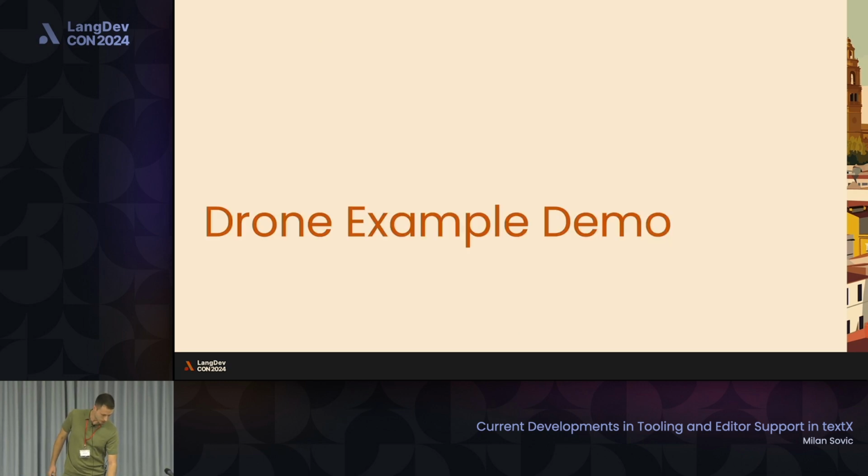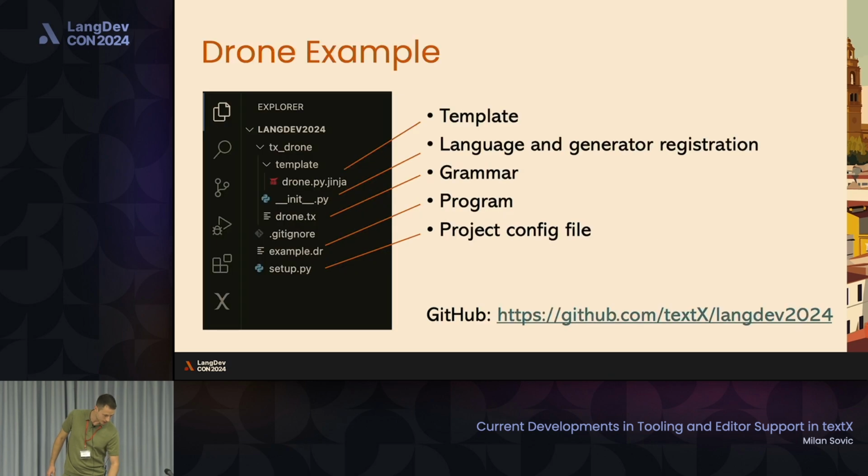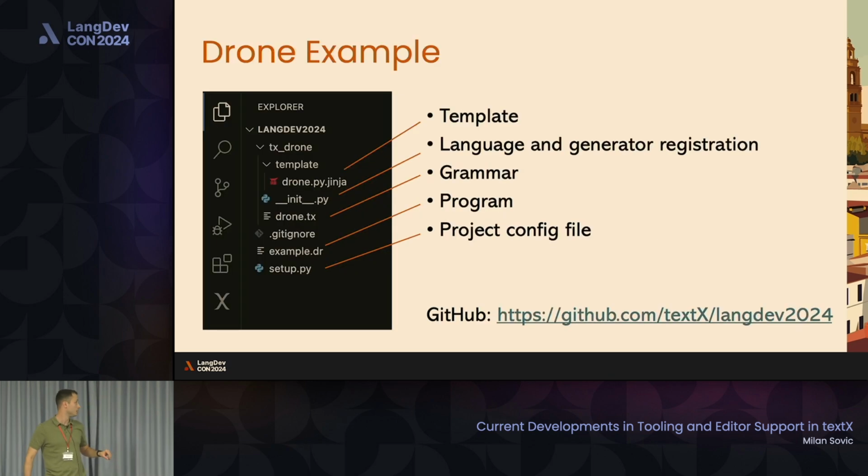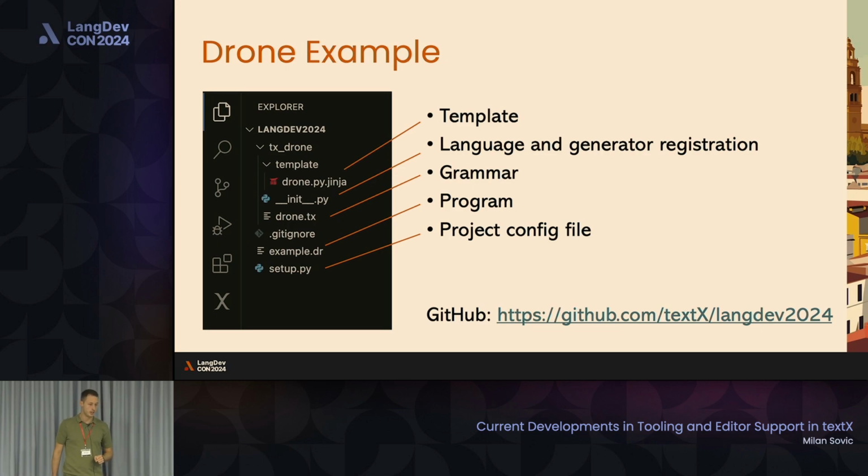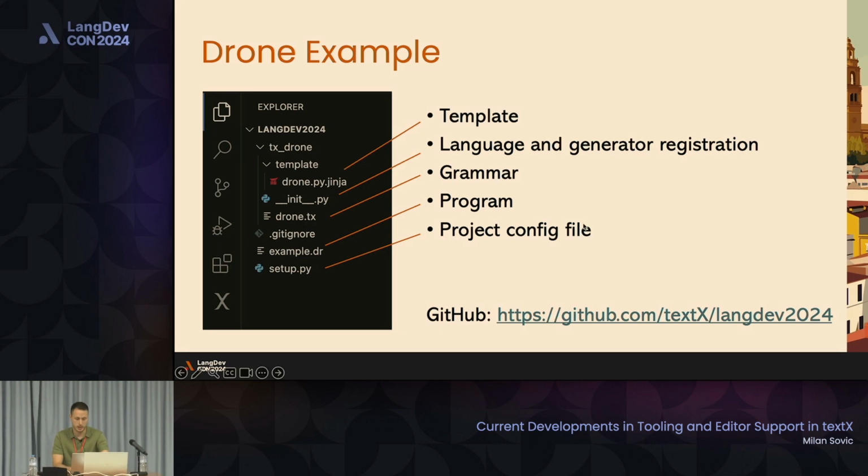I will show the VS Code extension on the drawn example. I just want to show first the structure of the project. So here you can see the program and the grammar file. There is also the project configuration file, setup.py. And one more important file is init.py inside the txdrawn folder. It contains language and grammar definitions. And there is also a Jinja template for generating code. Here is the link also to all the demos.